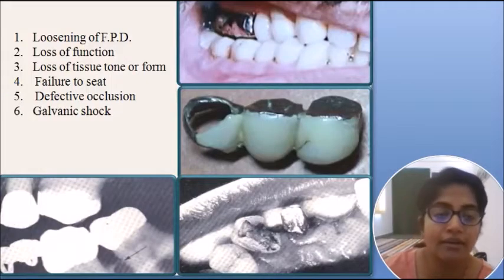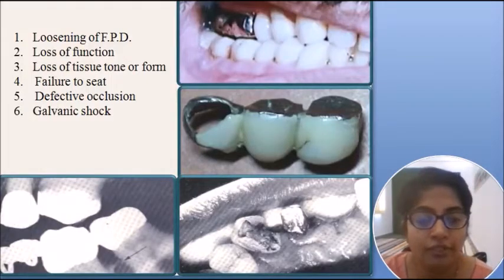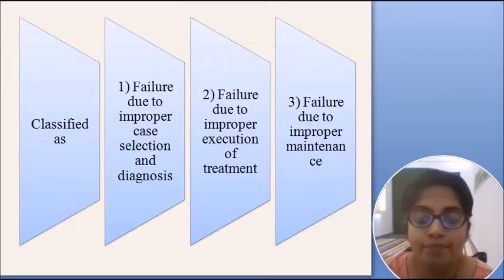So what are the manifestations? Loosening of the fixed partial denture, loss of function, loss of tissue tone or form, failure to seat, defective occlusion and galvanic shock. So these are a few manifestations.